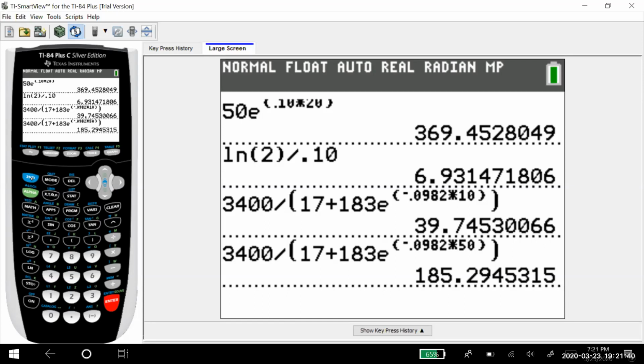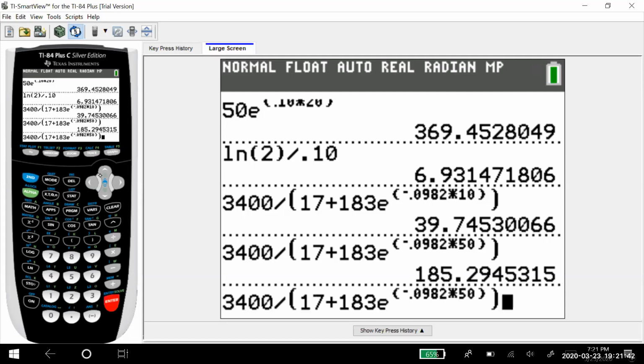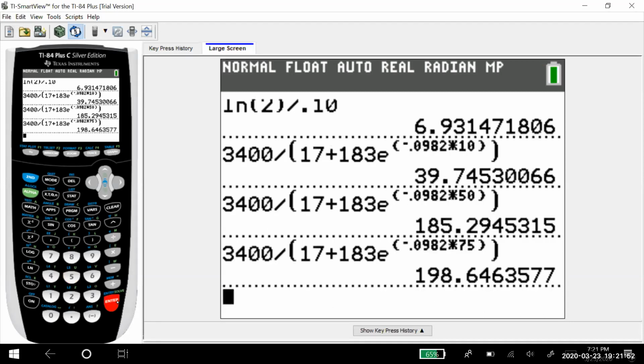And then I'm going to do it again, second enter, and I'm going to arrow over and change that 50, oops, too far, to a 75. And I hit enter. Oh, I've got about 199 people. And so hopefully you can see the number is starting to get a smaller increase. I went 25 years, I only went from 185 to 199. I only added 4 people.